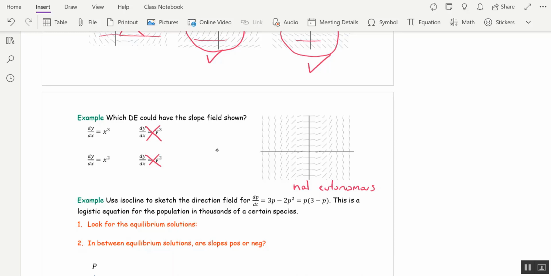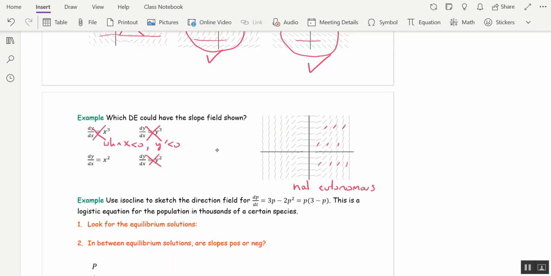So now we're going to have to do a little bit of sleuthing. Let's take a look at this guy. If x is positive, the slopes are positive. So that works. Over here, whenever x is positive, my slopes are all positive. But when x is negative, the slopes, y prime, are also negative, because a negative cubed is a negative. Well, if I look over here when x is negative, none of these slopes is negative. They're all pointing in the positive direction.